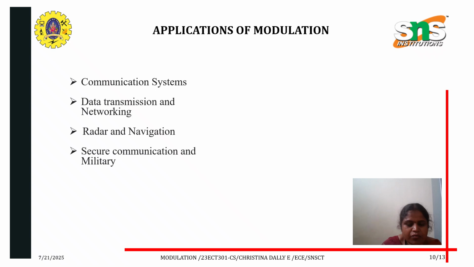Applications of modulation. We have many applications of modulation. In communication systems, we transmit and receive over larger distances, and data transmission is done with the help of communication. The next one is radar and navigation. We also have secured communication. We use this in military applications, and there are also various types of modulation.